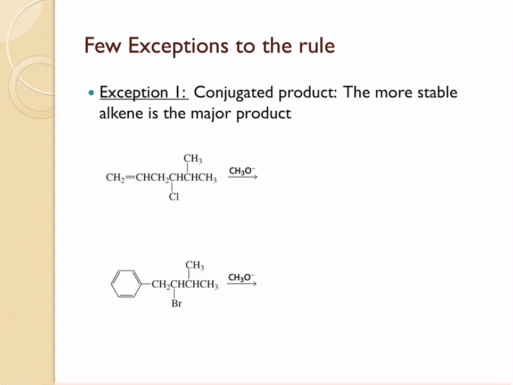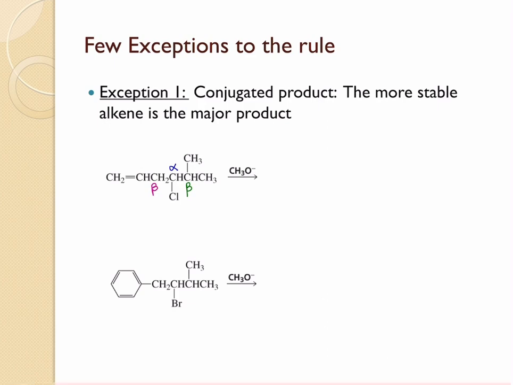Here are a few exceptions to the rule. The first exception is when one of the products that you get is a conjugated product. Let's work out this example. So here is the substrate. Let's find out the alpha carbons. This is our alpha carbon, and this is one type of beta carbon, and this is another type of beta carbon.